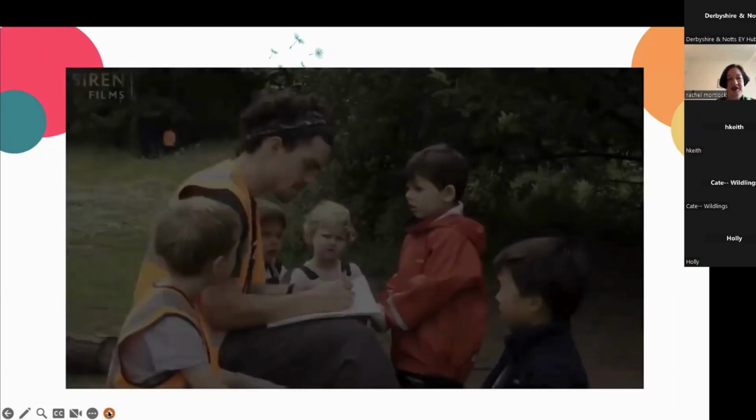And we're going straight into the second one. This is actually on Siren Films as an example of an early learning goal. It has a mixed group of children, so that they're mixed in age.